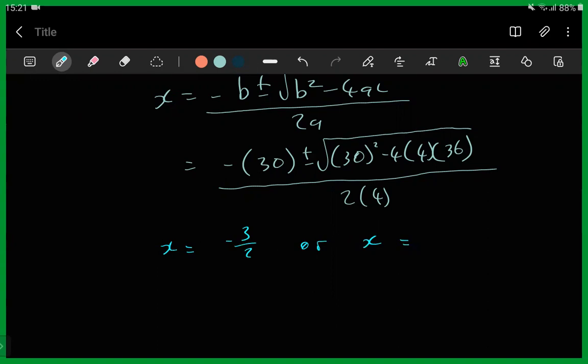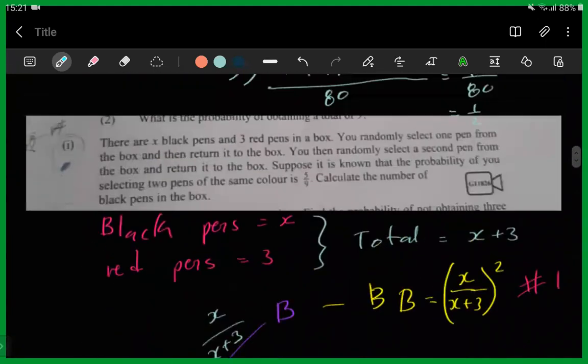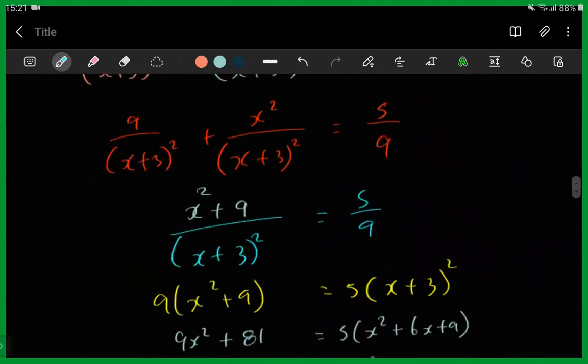So that makes sense to a certain extent. So now we have to assess the question and the answer. The problem with these answers is they don't make sense because x has to be a positive number. So we just have to see what we did wrong somewhere because x cannot be a negative number. Do you understand?